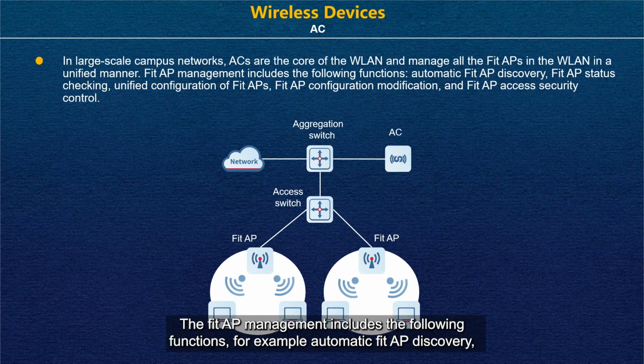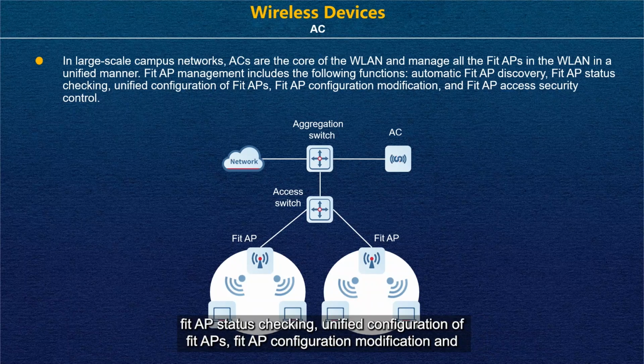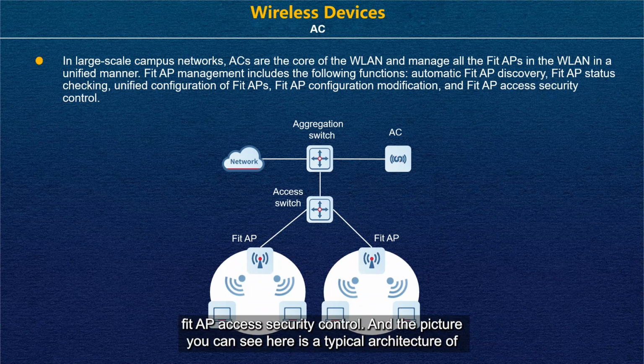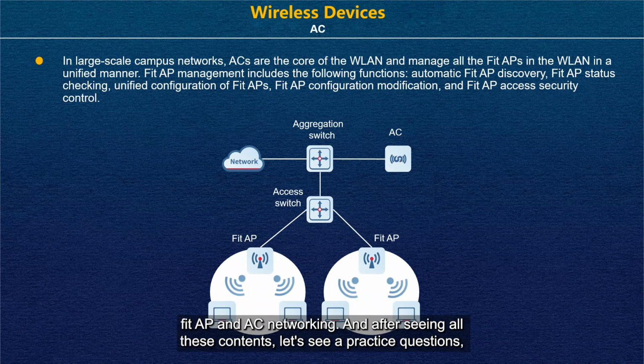The FIT AP management includes the following functions, for example, automatic FIT AP discovery, FIT AP status checking, unified configuration of FIT APs, FIT AP configuration modification, and FIT AP access security control. Okay, and the picture you can see here is a typical architecture of FIT AP and AC networking.